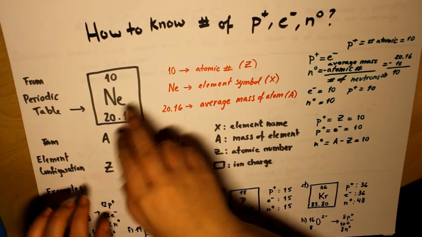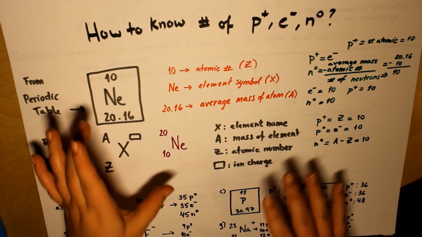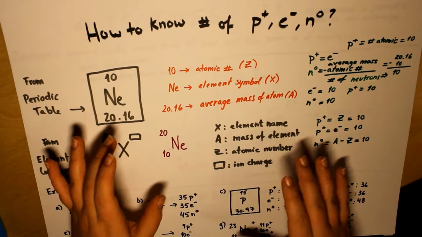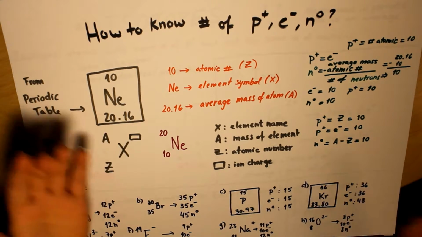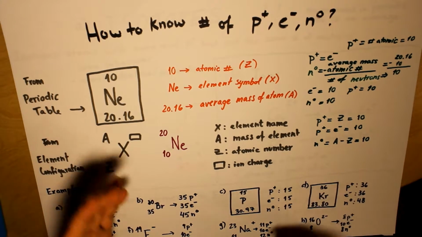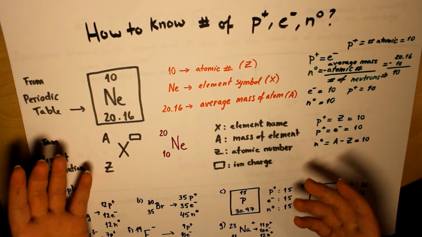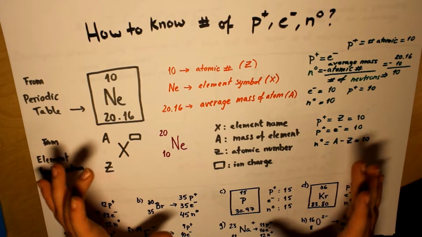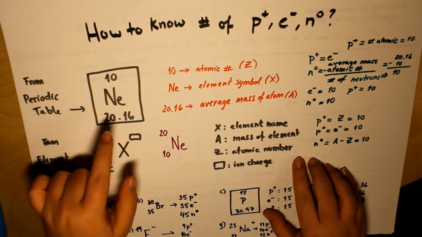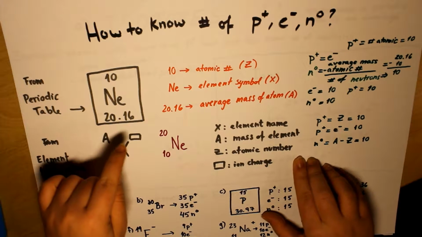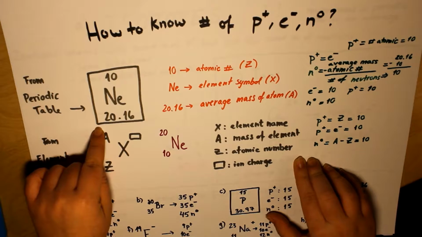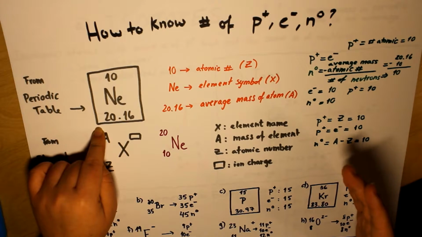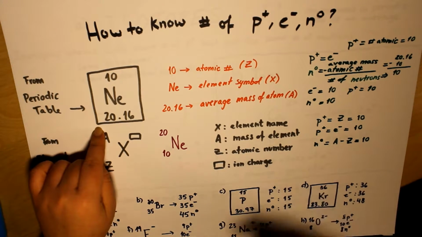Now Ne is the element symbol for neon, and 20.16 is the average mass of atoms. Why is it the average mass? Because, as I'm going to explain in another video, isotopes of different molecules exist. So basically atoms can exist in different forms. This atom can have a mass of 21, or a mass of 22, or a mass of 23, or a mass of 20. And that is what is called an isotope, which I'm going to explain in further detail in another video. That's besides the point.